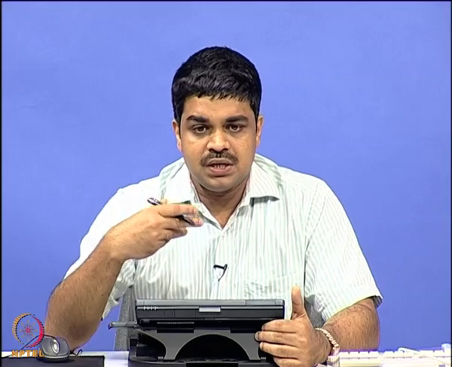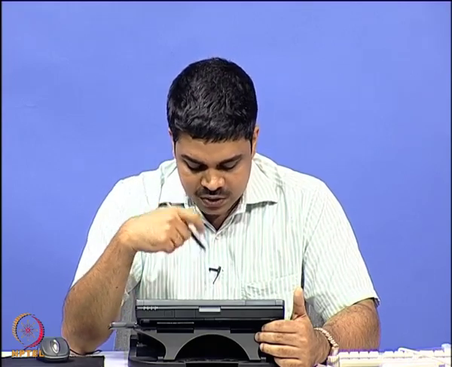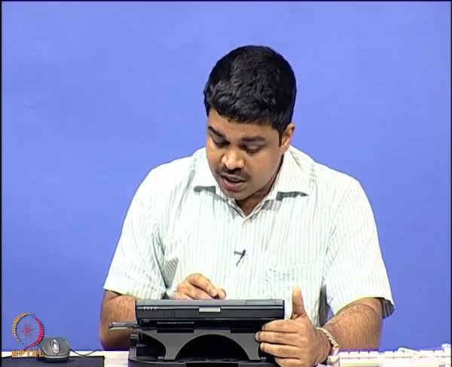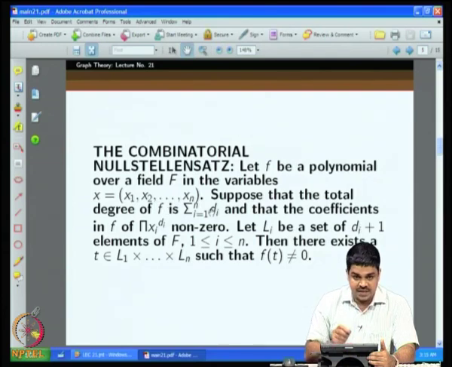Now we just want to show that if a graph has a certain property, then the corresponding polynomial will evaluate to a non-zero value. So we can use the Combinatorial Nullstellensatz to show that there exist some situations in which it evaluates to a non-zero value. Here we can see that it will happen if the total degree is sigma d_i. So with respect to some orientation, we will have to come up with these numbers d_i. You see that will correspond to the out degrees of some orientation.